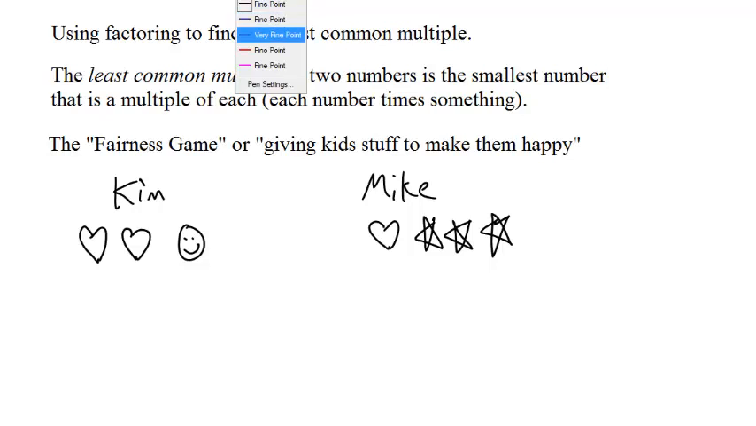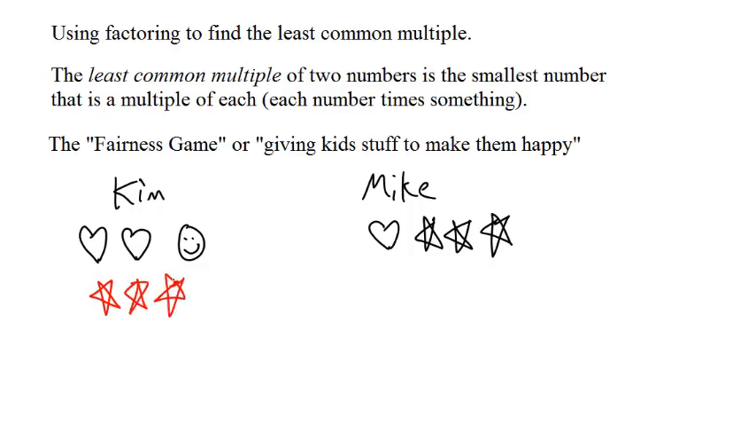So the question is, what do you have to give them to make them happy? And what does it mean for kids to be happy? They have to have the exact same things. Kim's looking over there at those stars and she says, I'm going to need 3 stars or I'm going to throw a fit. So we give Kim 3 stars and now she's happy. There's nothing that Mike has that she doesn't have just as much of.